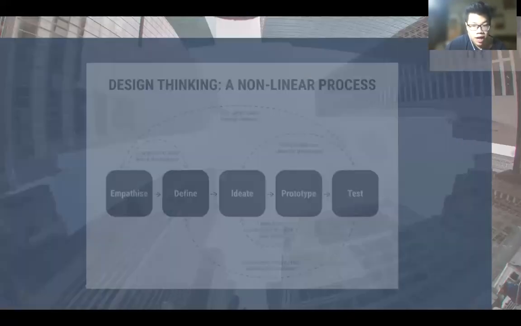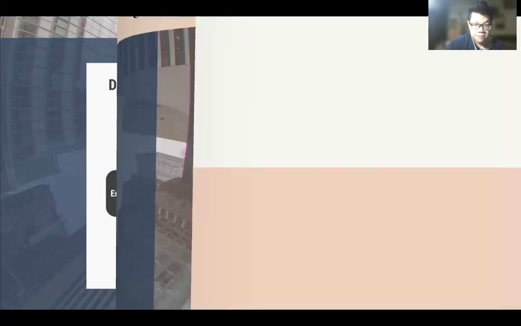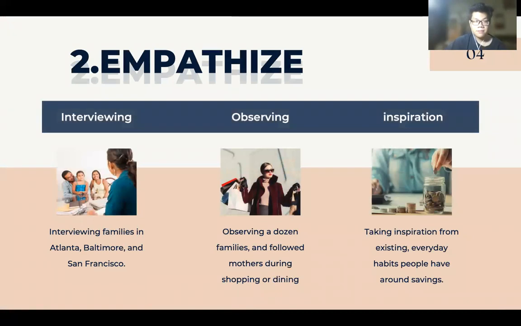Therefore, they applied the design thinking method that consisted of 5 parts, starting with empathizing. To conduct the ethnographic research, the team conducted group interviews with families in Atlanta, Baltimore, and San Francisco. They observed a dozen families and followed them around when they went shopping or dining to understand their spending and banking habits.